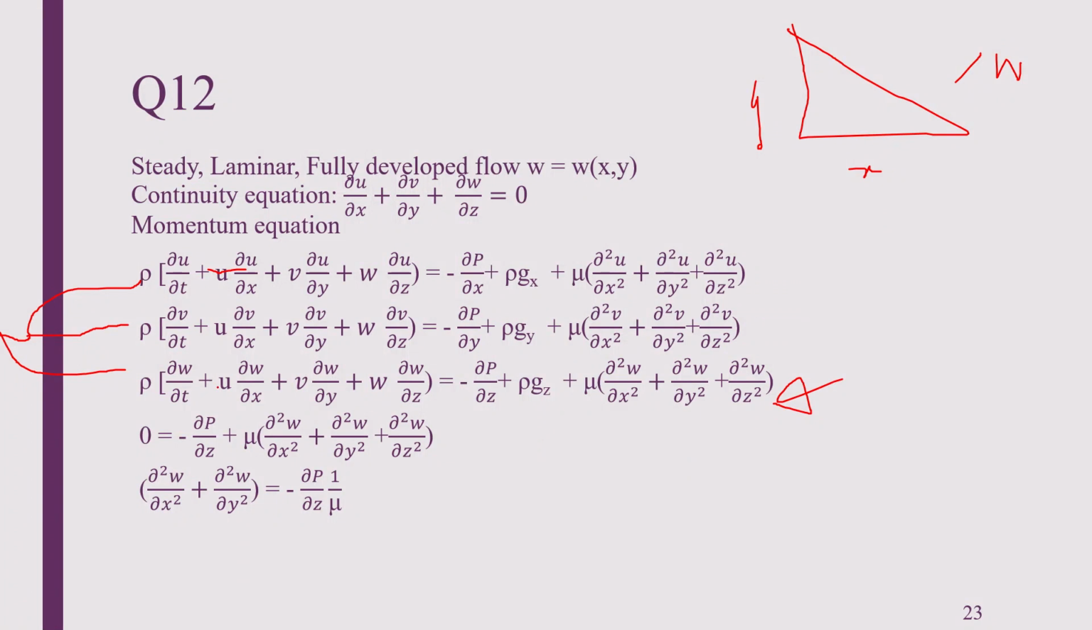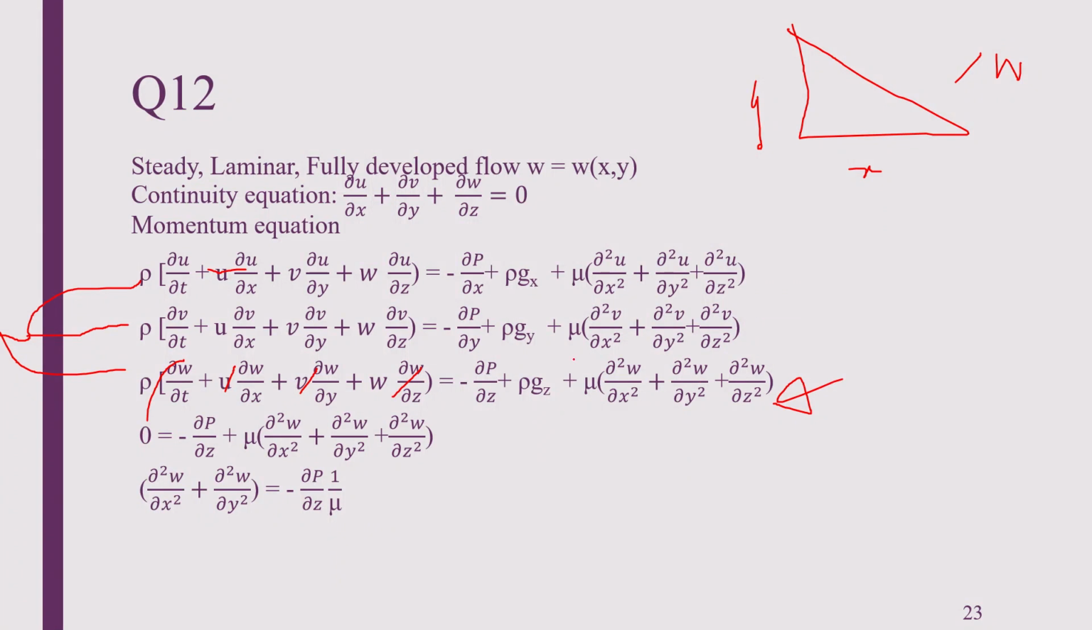The u component is 0, the v component is 0, and w is a function of x and y, not a function of z. So the convective terms vanish, and since we are using steady state, the time derivative term also vanishes. The left-hand side completely becomes 0. On the right-hand side, we have minus dou p by dou z plus rho gz plus mu times dou square w by dou x square plus dou square w by dou y square plus dou square w by dou z square.